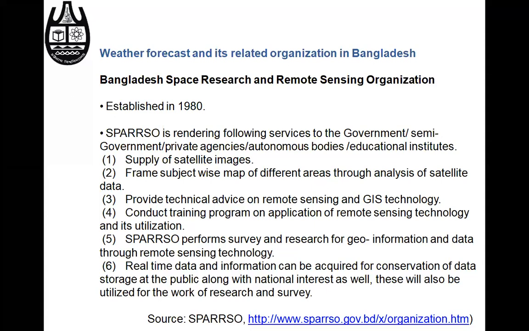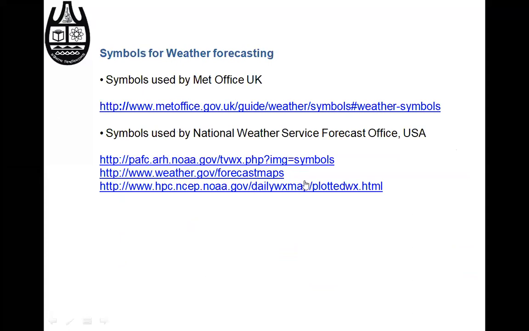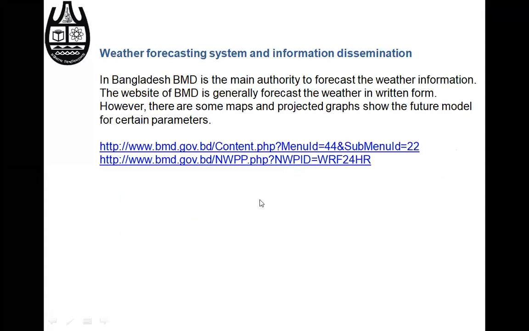For BMD, SPARSO can be a very good collaboration in many cases where some scenarios can be developed. So SPARSO can also be a good partner for BMD to provide such information for weather and climate forecast. I'm not going to discuss the other forecasting systems because we have already discussed these things in earlier chapters.